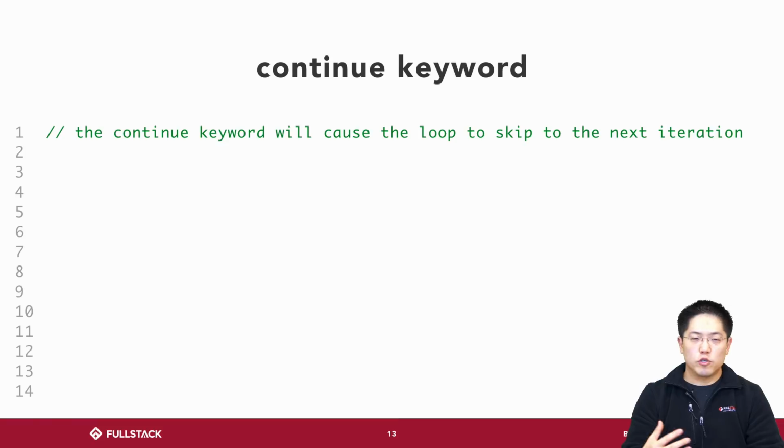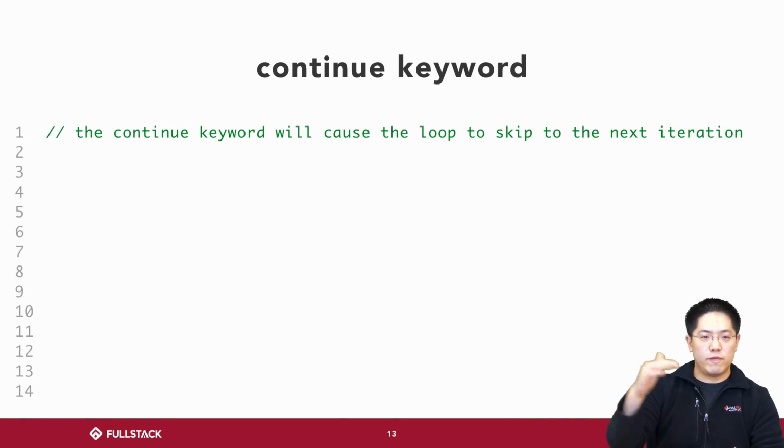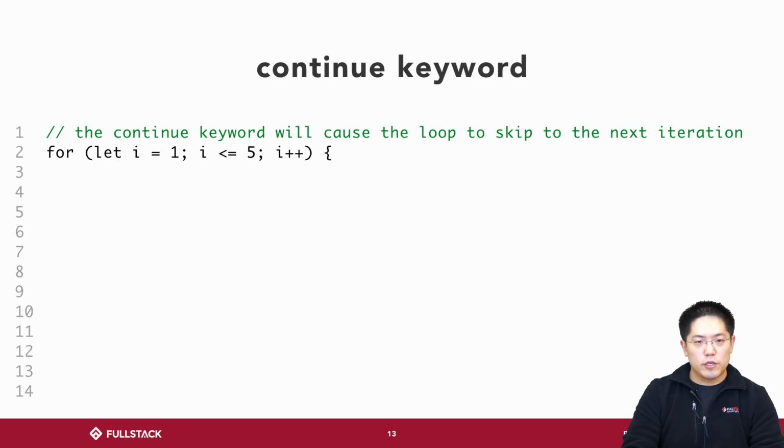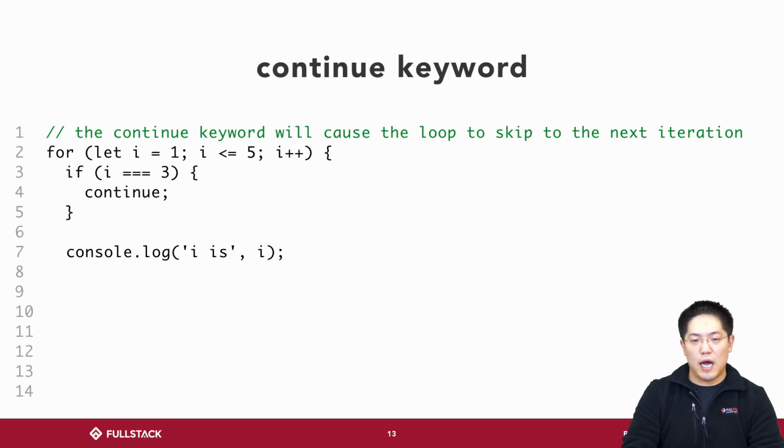There's two other ways to control how the for loop works. The first one we'll talk about is the continue keyword. The continue keyword will cause a loop to skip to the next iteration. Wherever that continue keyword is run, it's going to skip the rest of the for loop code and jump to the next iteration of it. So here, let's start i equal to 1, i less than or equal to 5. And then we'll say if i equals 3, continue. Else, just console log i is i.